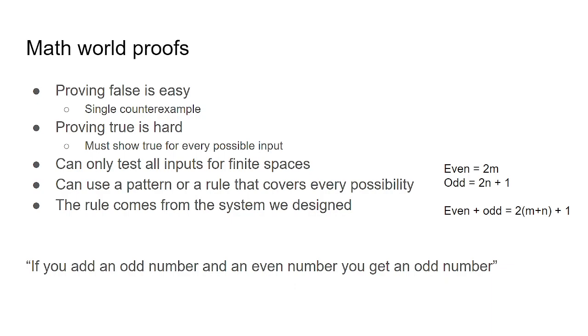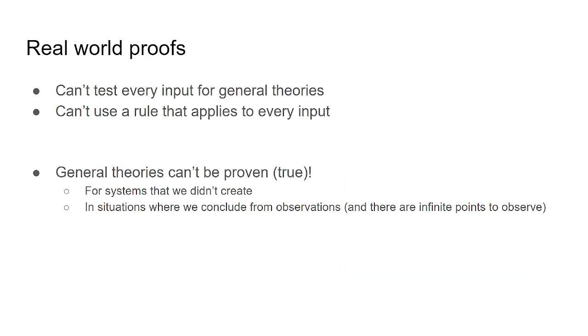So because we used a rule that covers every single possibility, we no longer have to manually test every single possibility, which, again, you couldn't do anyway because it's an infinite space. We just say we've shown that it's true for every single possibility because we have a rule that covers it. So that's how things work in the math world.